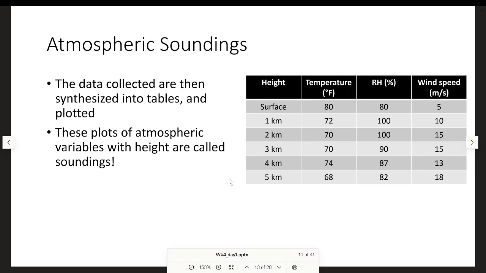Okay, so this is kind of like a sounding. The data is collected and synthesized into tables, and then it's plotted. And the plots of the atmospheric variables with heights are called soundings. And the sounding is beautiful, wonderful, excellent, very useful. You will learn about it in your other classes if you haven't yet, and your life will be a lot easier. So this is what it looks like. It has the surface temperature up to 5 kilometers and the relative humidity. Usually they use dew point, and then the wind speed.